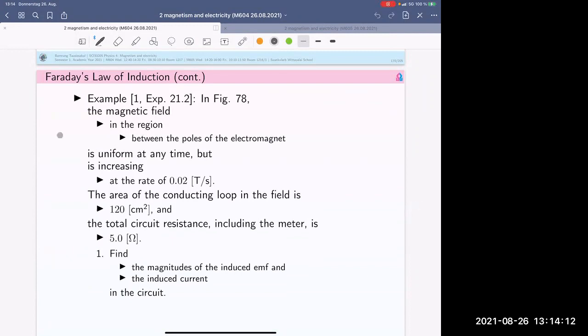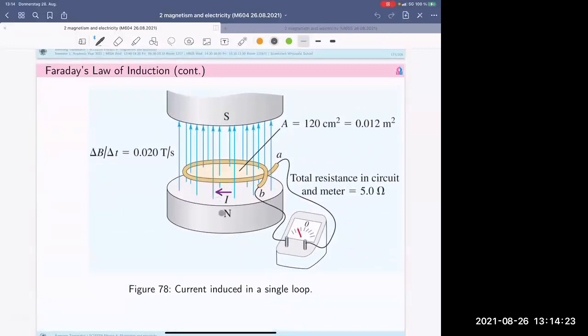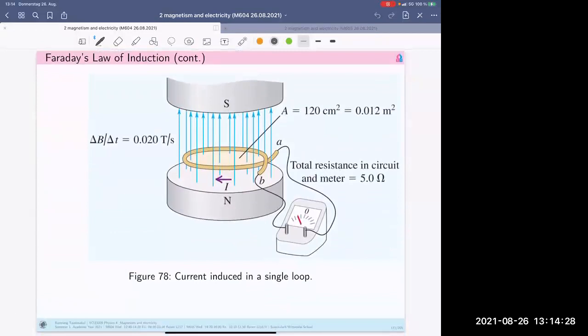All right, this is taken from book number 1, example 21.2, figure 78. This is a special apparatus in the laboratory. We have permanent magnets, the North Pole and the South Pole, and of course the North Pole is the place where the magnetic field lines start, and they end at the South Pole. Assume that all of the magnetic field lines are pointing straight.